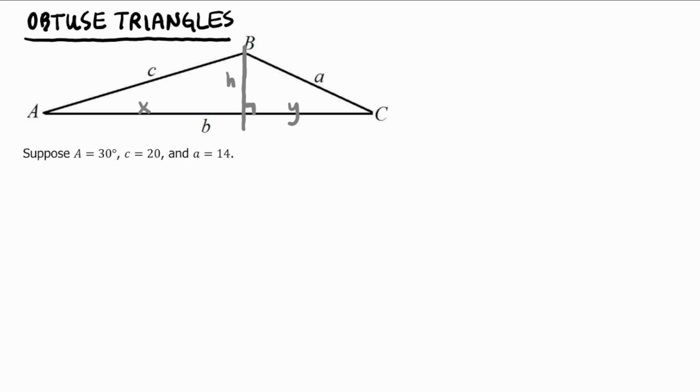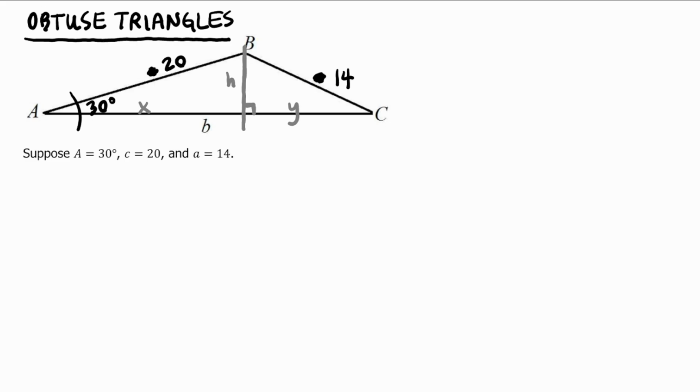I'm just looking to find everything else that I can. So measure of angle A is 30 degrees. I'm going to put what they told me in black. Side C is 20, and side A is 14. I should be able to find X and H just using the 20 and the 30 degrees, right? Using forward trig like we did in the last lesson. And then maybe if I find H, I'll be able to use inverse trig to find the measure of angle C, and then I can find everything else, hopefully without too much difficulty.